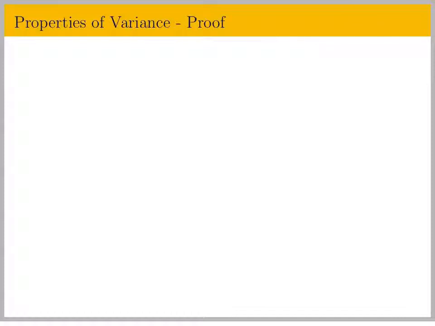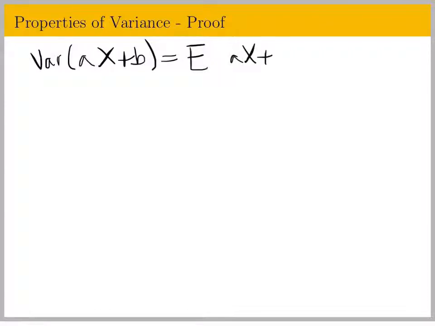Alright, now it's time for a proof. So the first property, we have variance of AX plus B. Well, by definition, what is that? It is the expectation of AX plus B minus the expectation of AX plus B, so that deviation squared.